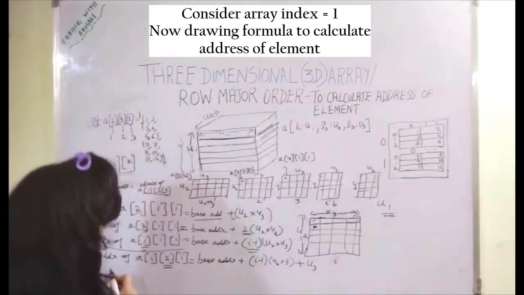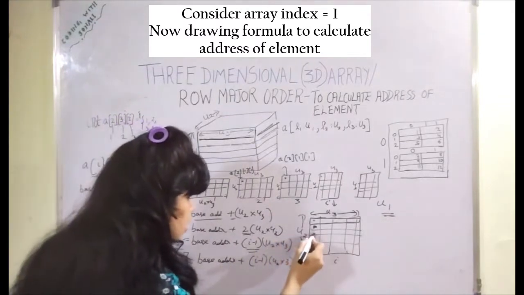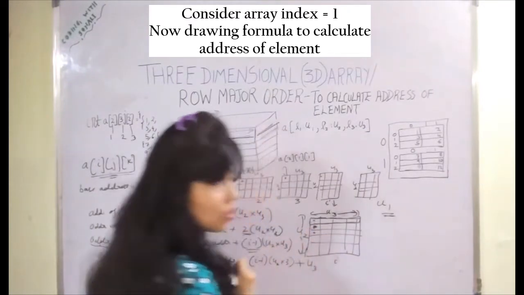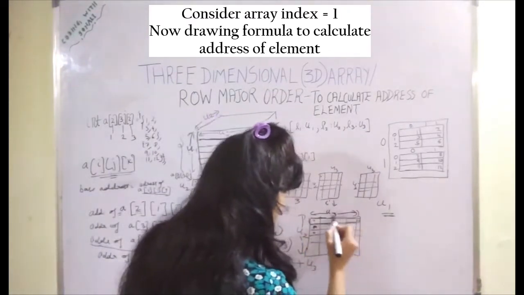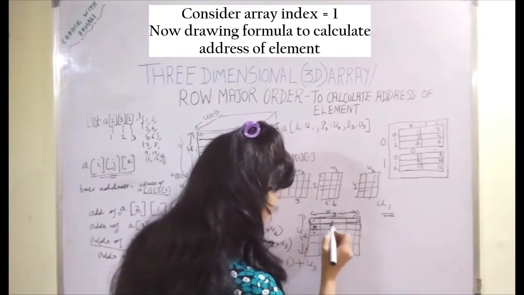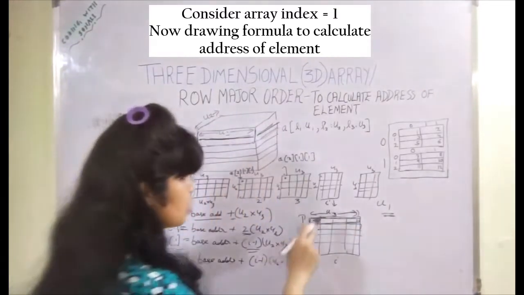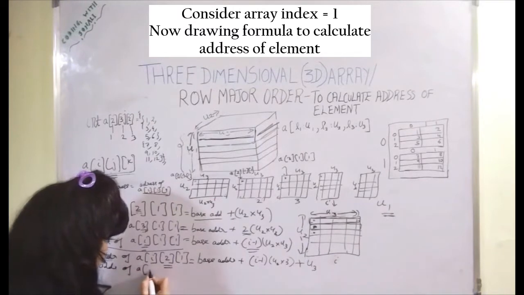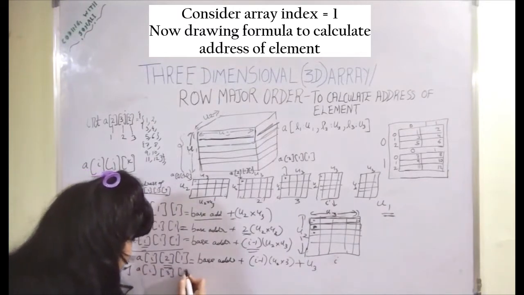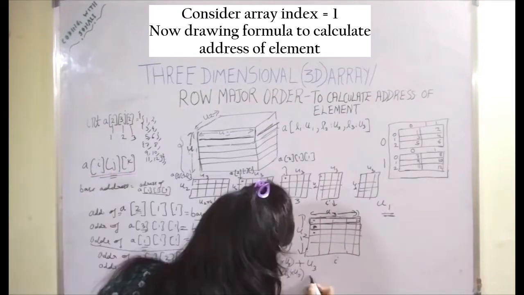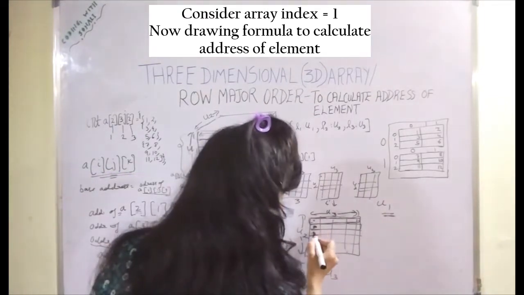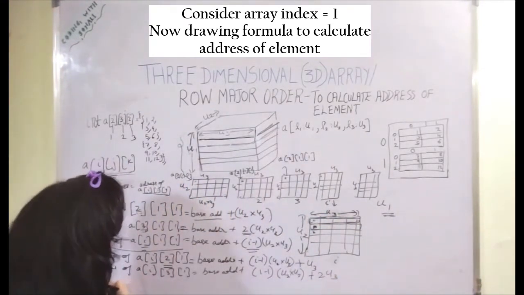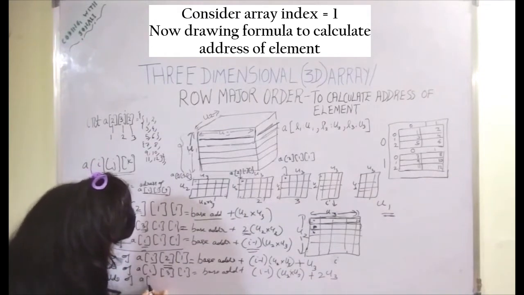If I want the address of this element, then again I have to cross this whole one row as well as this, total 2 rows, and that is of the size 2 U3. So to get the address of a[i][3][1], it will be the base plus 2 U3, because to reach this we have to cross 2 rows, and each is of the size U3.